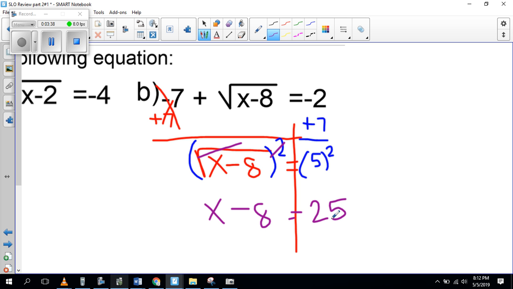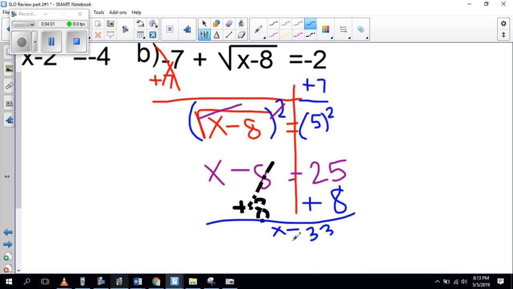I apologize. Now, all we've got to do is get x by itself. So we get rid of the negative 8 by adding 8 to both sides. I don't know why I picked that. Plus 8. That means x equals 33. And that should be 33. x equals 33. Okay, so stop the video and try the next ones.